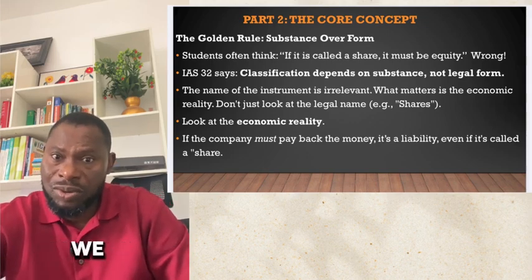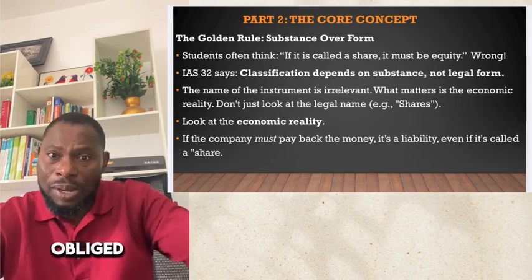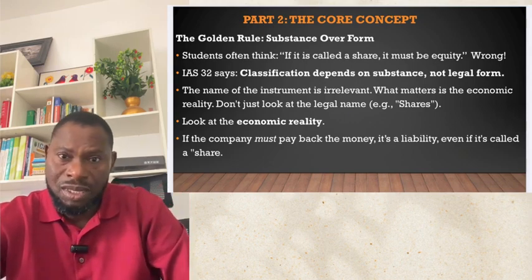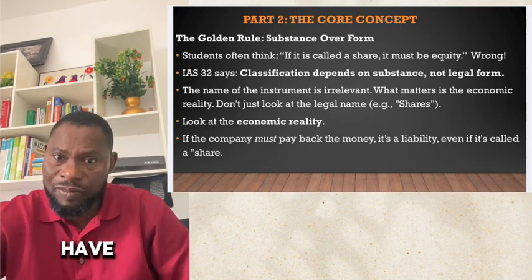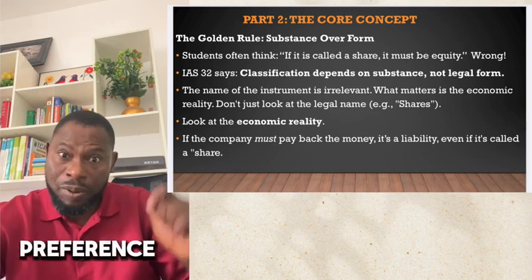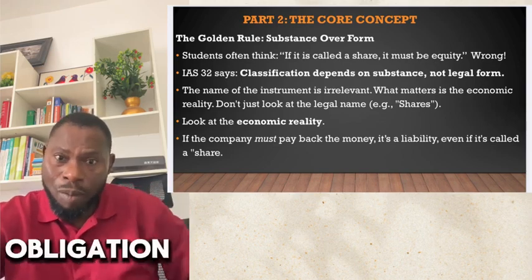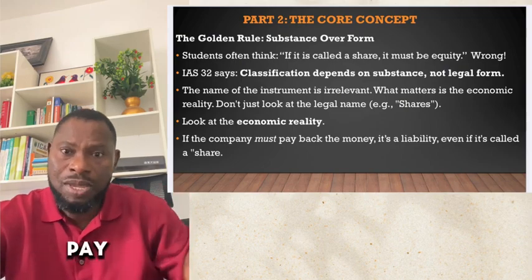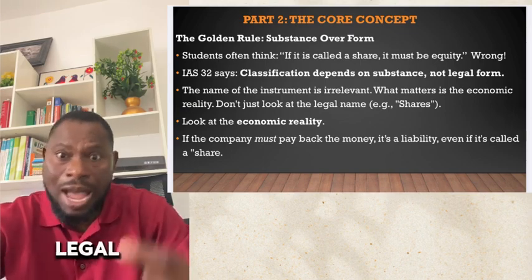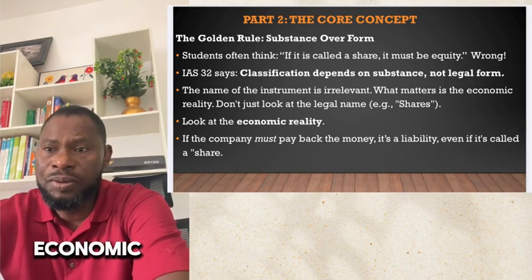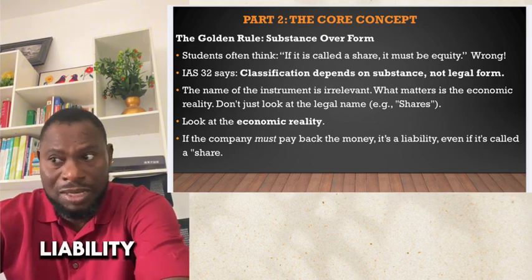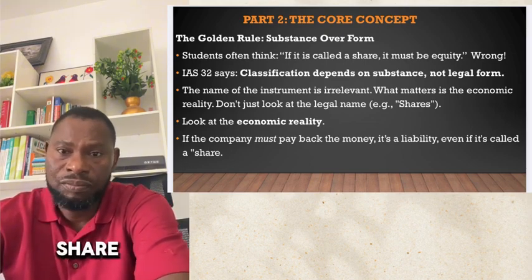And by economic reality, we're saying whether the company has a contractual obligation to make payment. If it is ordinary shares, the company does not have that contractual obligation to pay dividend. But for preference share, there is usually an obligation in contract to pay. So you look at the economic reality and not the legal form or the legal name. Now, if the company must pay back the money, it is a liability, even if it is called a share.